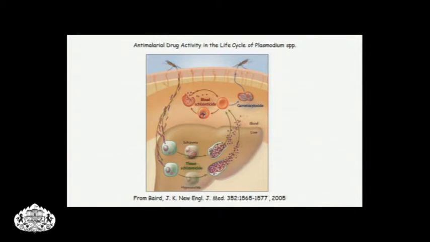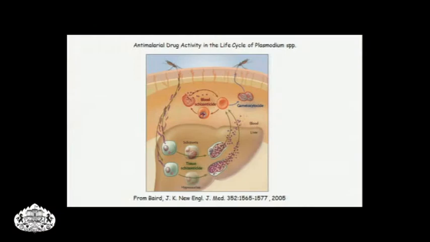So if you want to have drugs, and that's what I'm going to be talking about for malaria, where would you direct them? Well, one thing you can do is to kill the red cell stage. That's the disease-causing stage. And most of the drugs that we have are what we call blood schizontocides. They kill red cell stages of the malaria parasite.